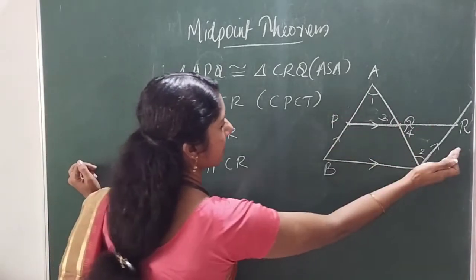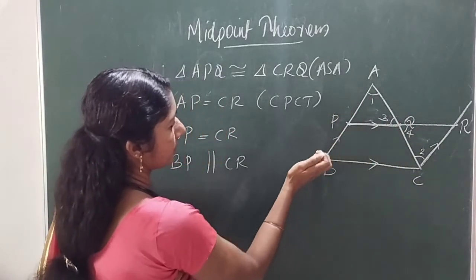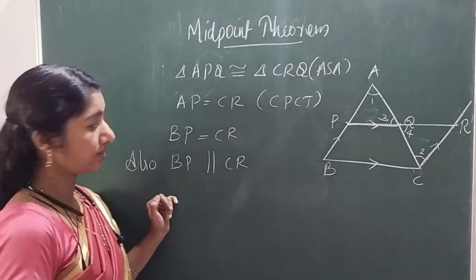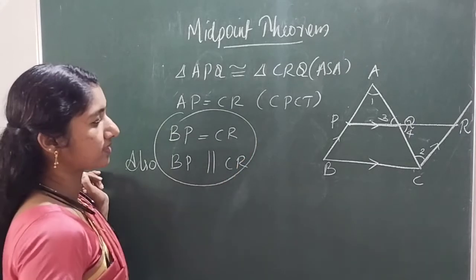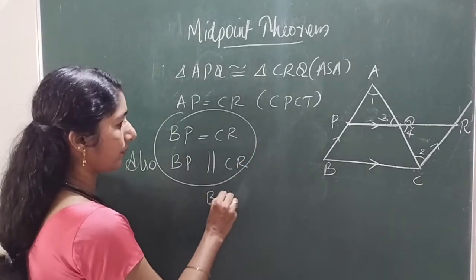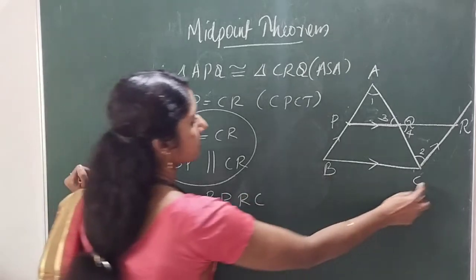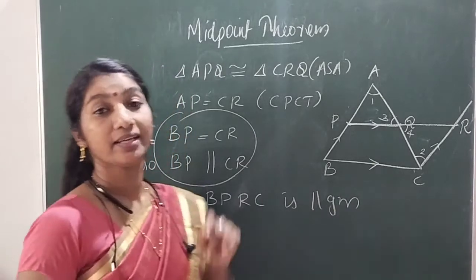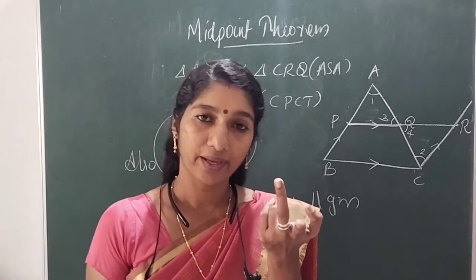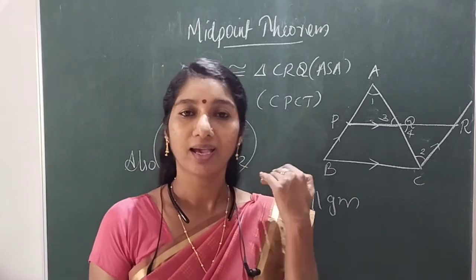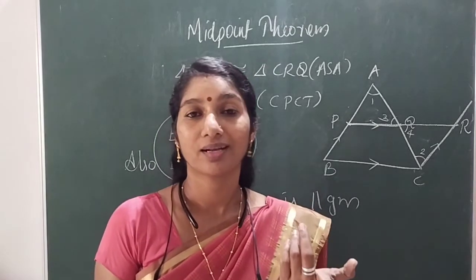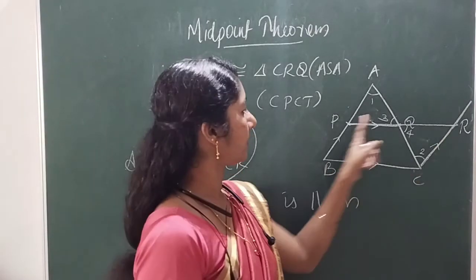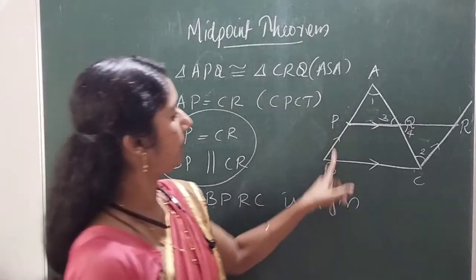We have drawn CR parallel to BA. So BP is parallel to CR, and BP is equal to CR, which we got from the congruent triangles. From these two pieces of information you can say the quadrilateral BPRC, or BCRP, is a parallelogram. We studied that in a quadrilateral, if any one pair of opposite sides is parallel and equal, that quadrilateral will be a parallelogram. So we got BCRP, we got BPRC.